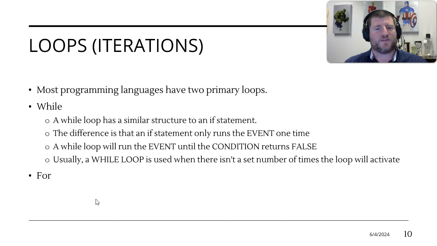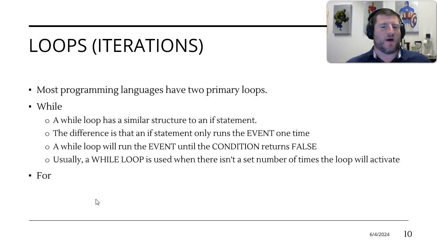The if statement runs the event one time. So if the condition is true, it runs the event. A while loop is really just what it sounds like. While the condition is true, it runs the event, and it runs the event over and over and over again until the condition becomes false. So a while loop can run 1,000 times, 10,000 times, 100,000 times.